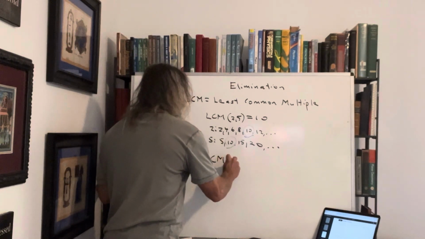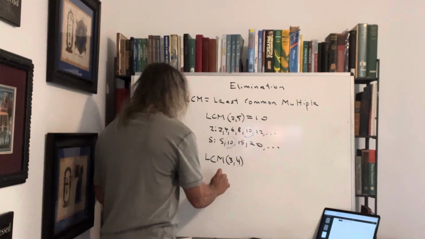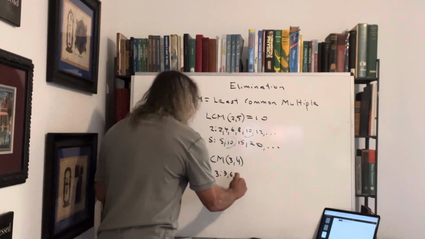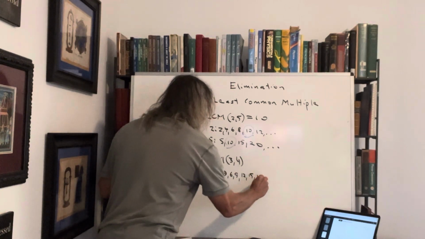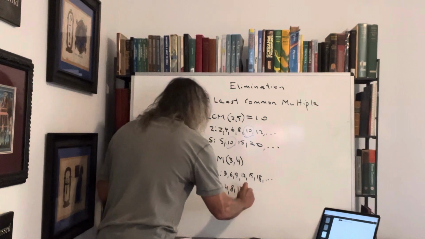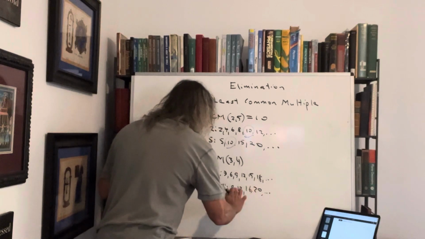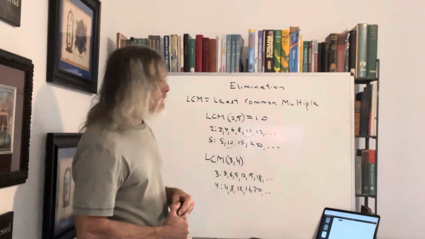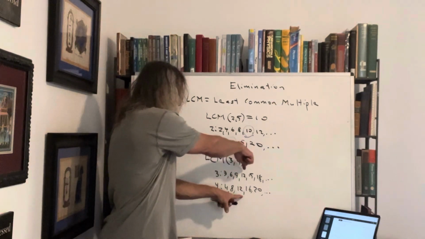Or LCM 3 and 4. Then multiples of 3. Counting by 3s. 3, 6, 9, 12, 15, 18, and so on. Multiples of 4. 4, 8, 12, 16, 20, and so on. Okay, and then we look and see what's the smallest they have in common. What's the first one in the list? 12. That's the first one.